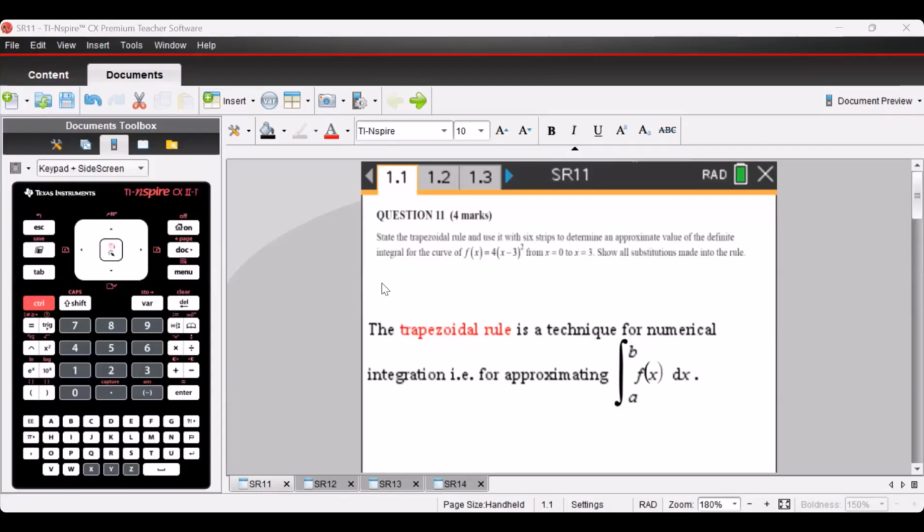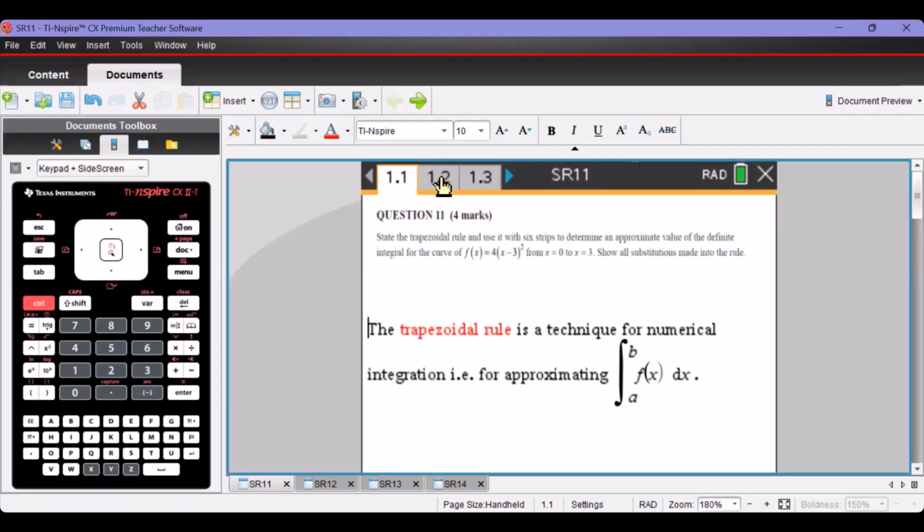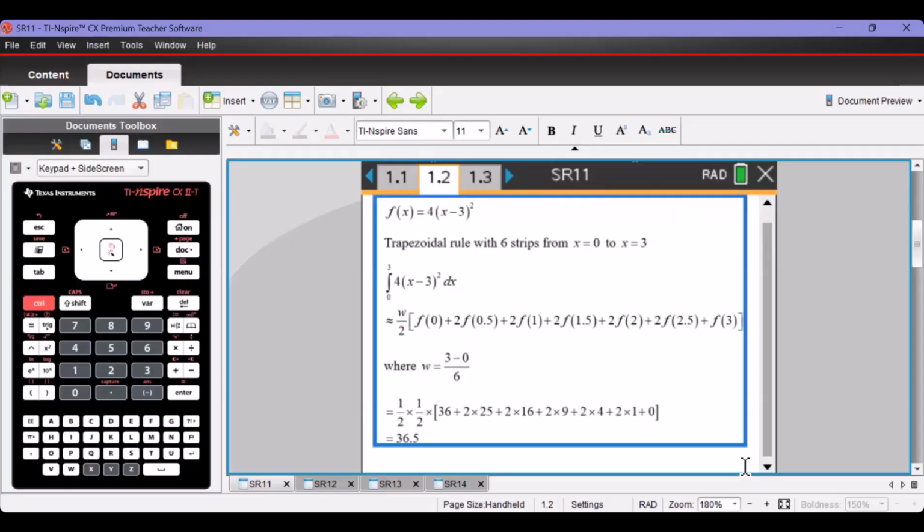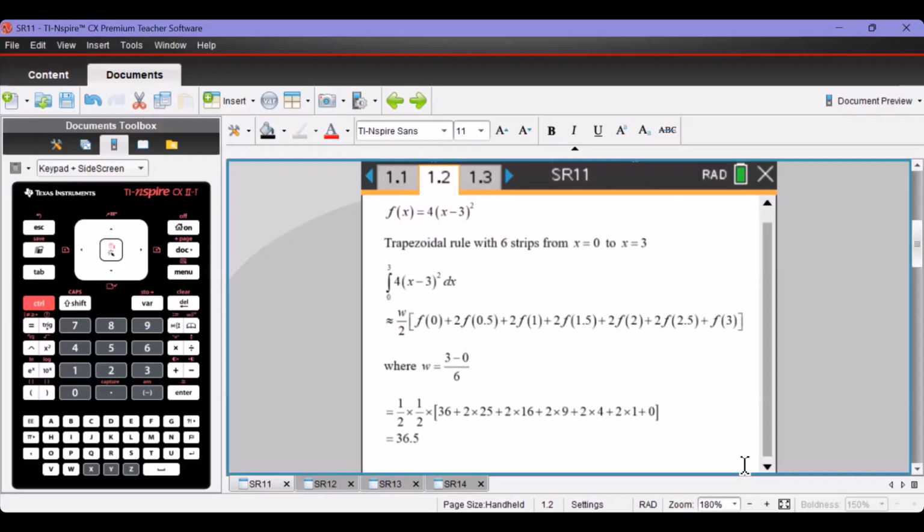In other words, it is for approximating definite integrals of the form from x equals a to x equals b of f of x dx. Let's first of all outline the solution and then show you how TI-nspire can be used to answer the question. We're given a function f of x equals 4 times (x minus 3) all squared. So that's a positive parabola with a turning point at (3, 0). And you're asked to use the trapezoidal rule with 6 strips from x equals 0 to x equals 3.